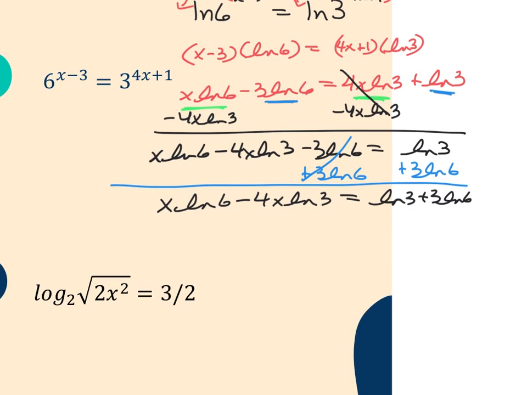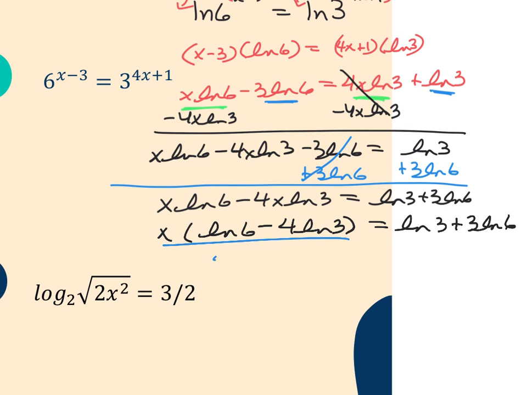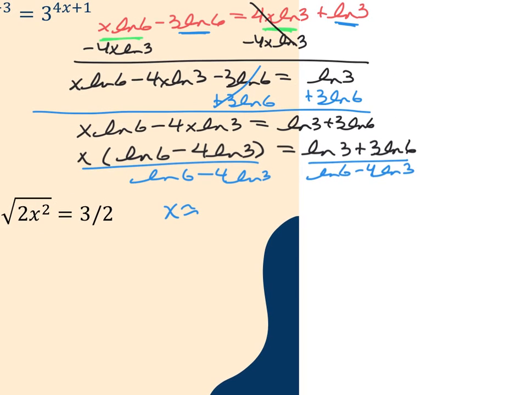Now I have to pull out a GCF of x from the left side. And now I'm going to divide both sides by ln 6 minus 4 ln 3. And this is where your calculator comes in. Here's how I recommend you do this.